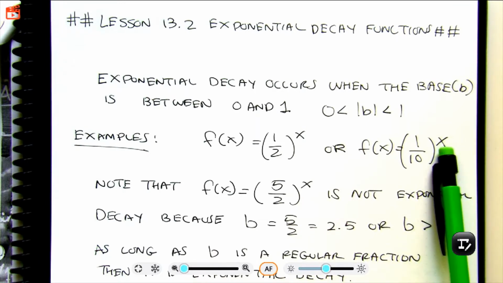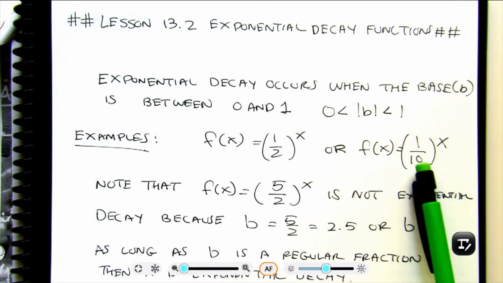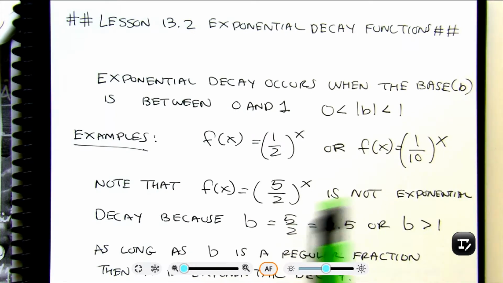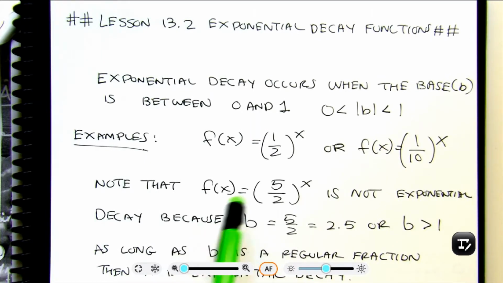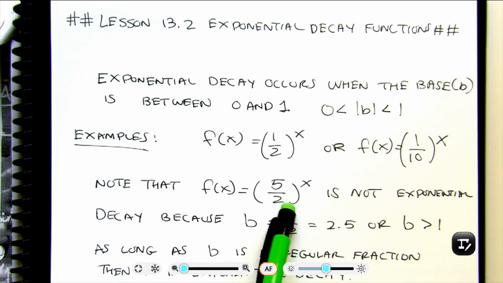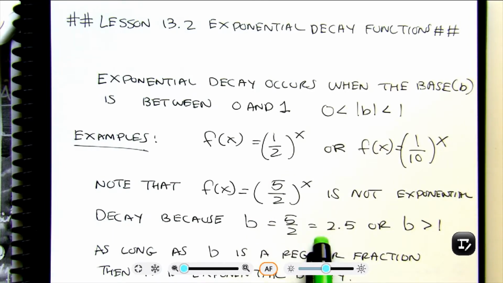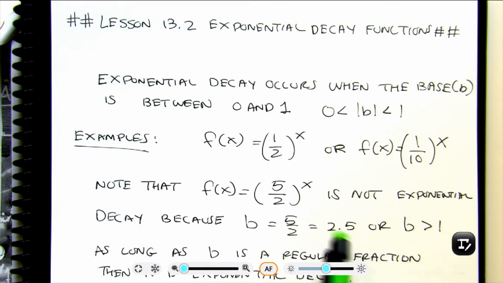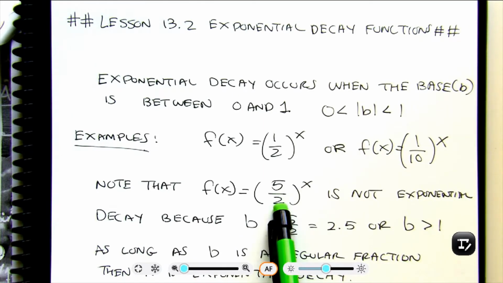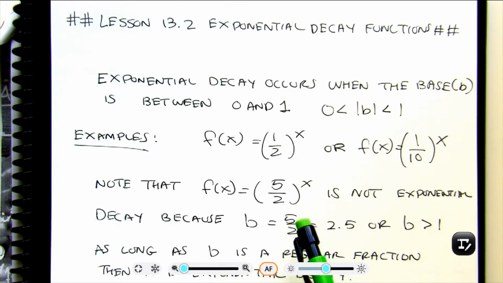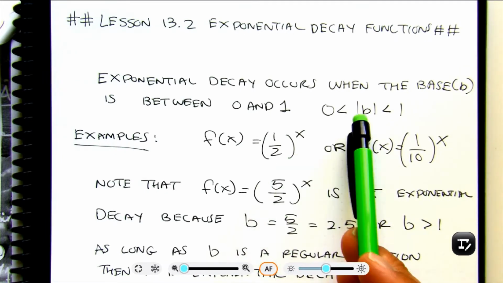Now I do want to note that just because something is a fraction, it does not mean that it's a number between 0 and 1. And that example is here. So let's say that you have a function that is f of x is equal to 5/2. Well, even though this is a fraction, this is actually an improper fraction where the numerator is greater than the denominator. And if we were to simplify 5/2, that is a number that is greater than 1, 2.5. So this example here is an exponential growth, not decay. Remember that decay occurs only when b is between 0 and 1.